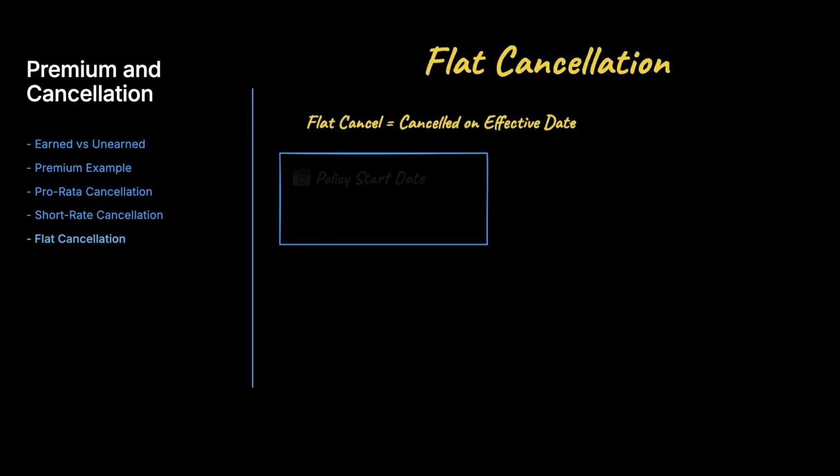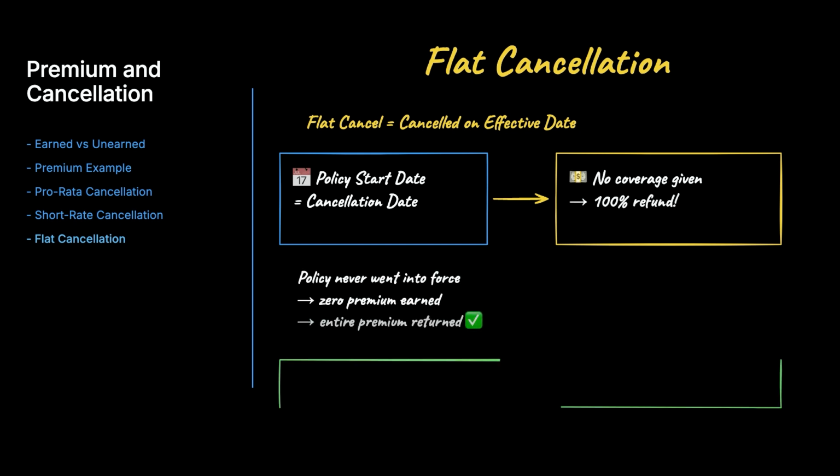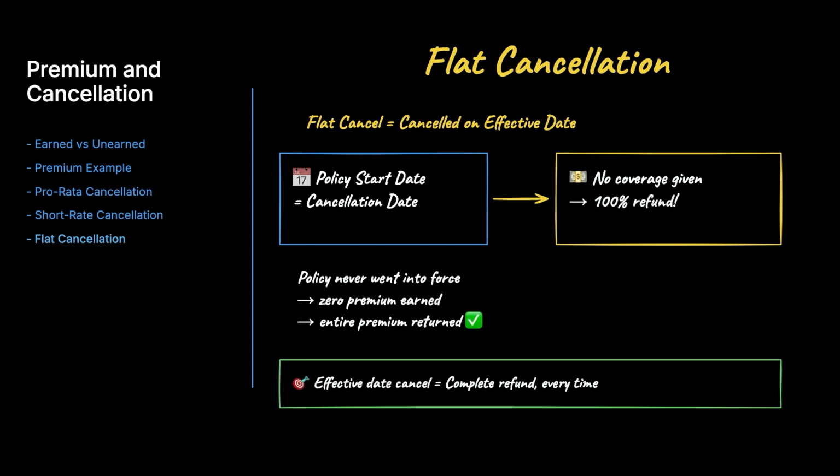Flat cancellation is the easiest of the three. It happens when a policy is cancelled on its very effective date, so it is treated as if it never went into force. Because no coverage was ever provided, no premium is earned, and the entire premium is returned in full. Effective date cancellation means a complete refund every time.